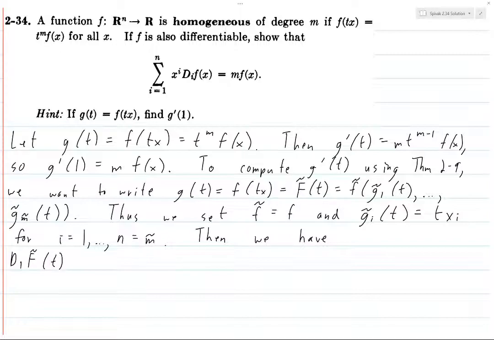Which is not to be confused with the first coordinate of Rn. This is the derivative with respect to t. So this is, just by using the theorem, the sum from j equals 1 to m tilde, and we take dj of f tilde of tx. And of course here, these dj's are actually referring to the coordinates in Rn, because the domain of f is Rn.